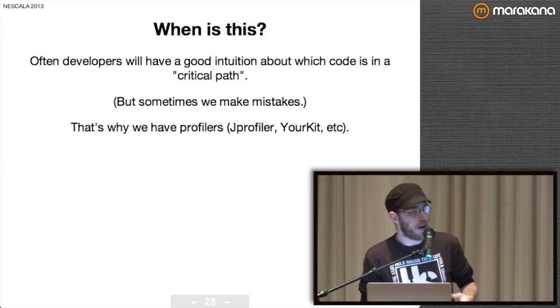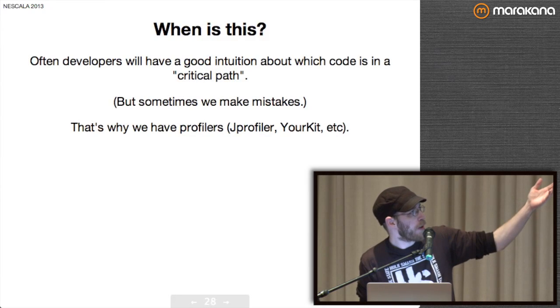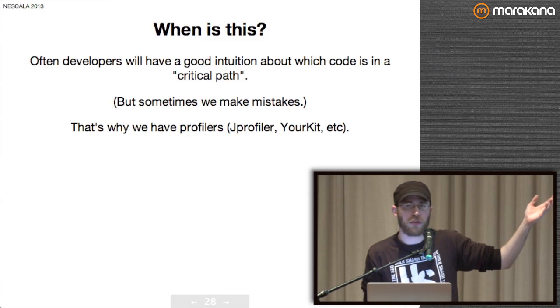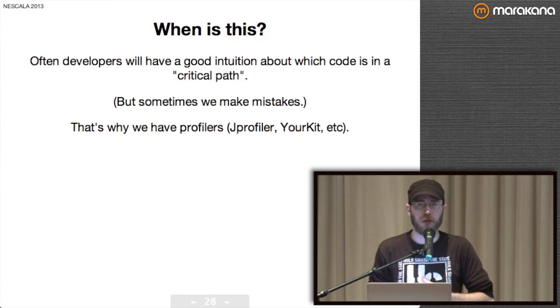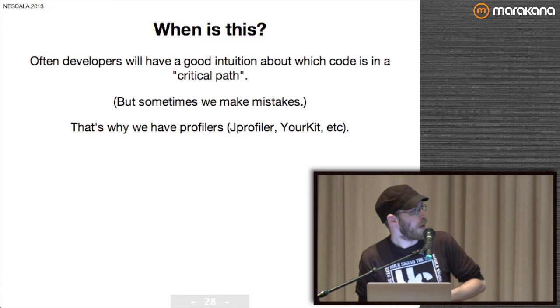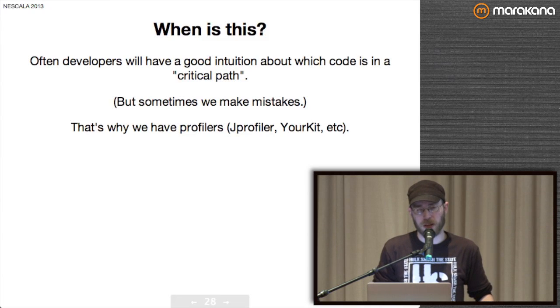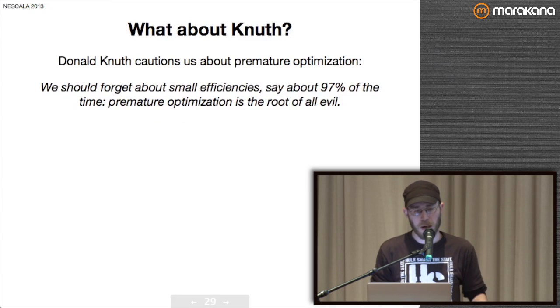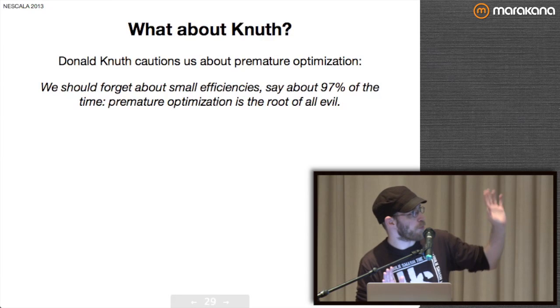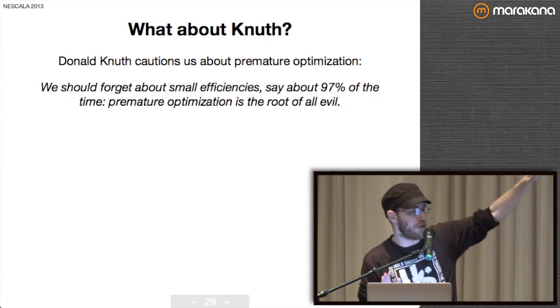And I feel like we all often have a good intuition about this. Not always, but we often know where the critical path is. And when you don't, it's pretty easy to find out. JProfiler makes it easy, and so while we're talking about this, I just want to address this premature optimization thing, which I sort of use tongue-in-cheek, but it's a real concern.